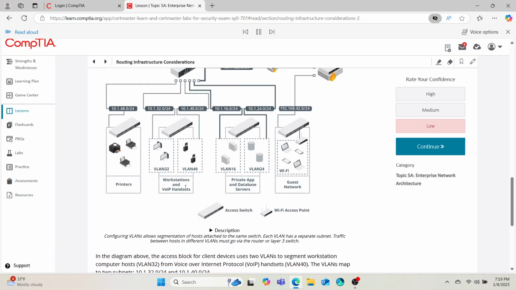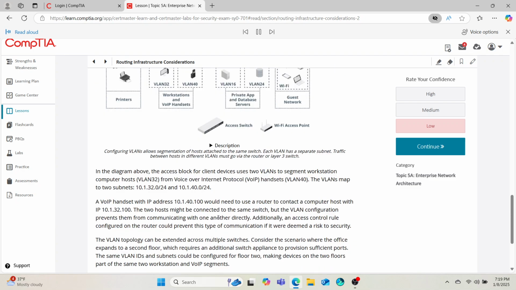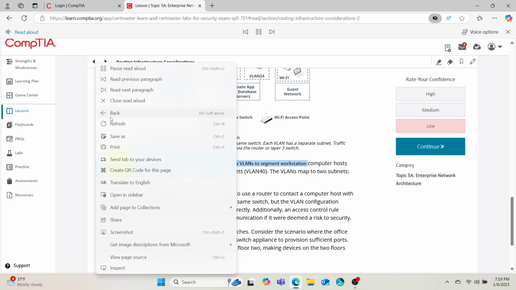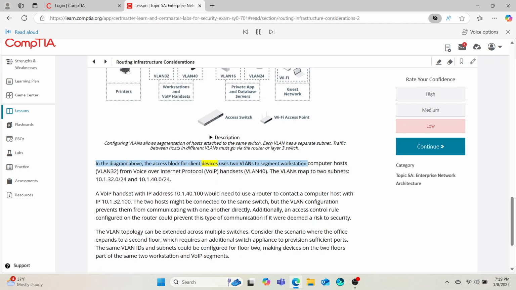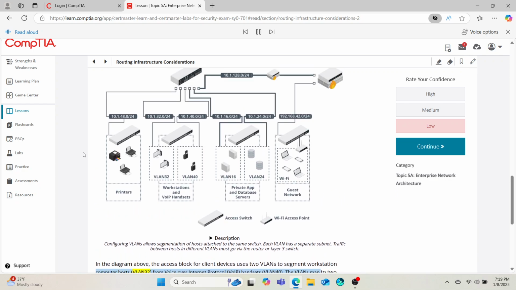A router or layer 3 switch is connected to a border router or firewall via an inline proxy firewall that has a subnet 101.128. In the diagram above, the access block for client devices uses 2 VLANs to segment workstation computer hosts, VLAN 32, from Voice over Internet Protocol, VoIP, handsets, VLAN 40. The VLANs map to 2 subnets, 10.1.32.0/24 and 10.1.40.0/24.